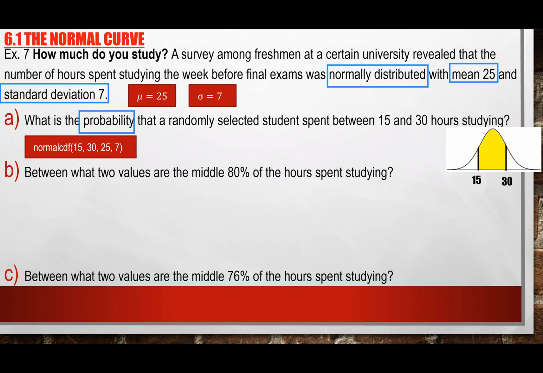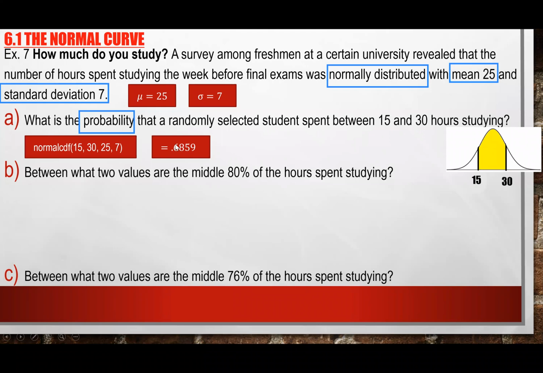And all I need to do is type it in, and this should give me my percentage, which is the probability: 0.6859, roughly. 68.6% of the freshmen spent between 15 hours and 30 hours. Okay, so that is the idea of finding the probability.